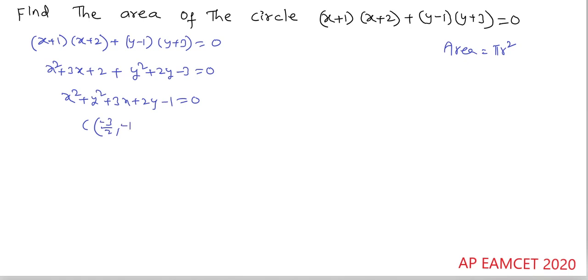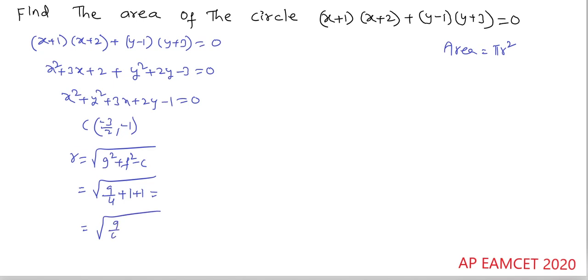That is minus 1. This is the center of the circle, and the radius r is equal to under root of g square plus f square minus c. That is equal to under root of g square, that is (3/2) whole square, this is 9 by 4, plus f square, 1, minus c. Here c value is minus 1. This is plus 1. That is equal to under root of 9 by 4 plus 2. So take LCM, 9 plus 8 by 4, that is 8 plus 9, that is root 17 by 2. This is the radius of the circle.